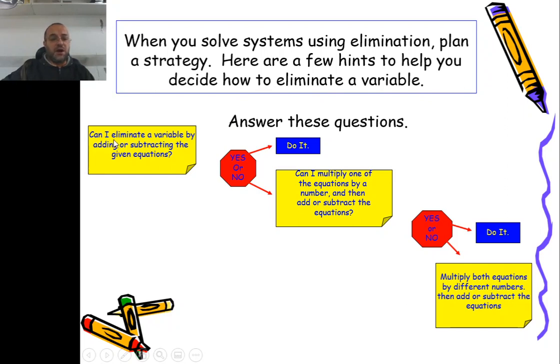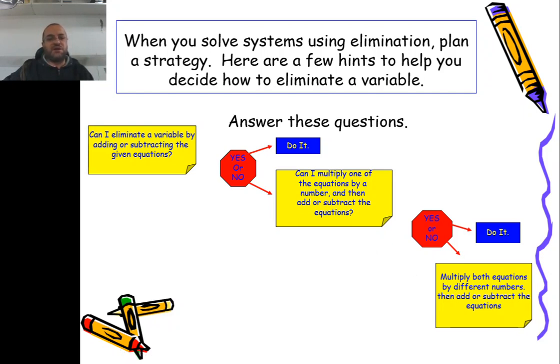First, can I eliminate a variable by adding or subtracting the given equations? If yes, do it directly. If no, we ask another question. Can I multiply one of the equations by a number and then add or subtract the equations? If yes, do it directly. If no, multiply both equations by different numbers to get a similar coefficient for one of the variables, either x or y. Then we can add or subtract the equations to eliminate one of the variables.